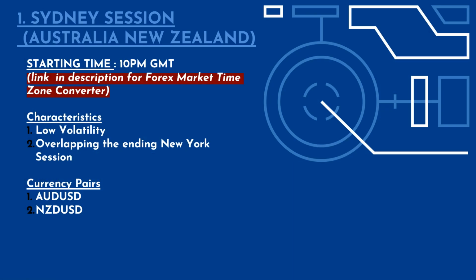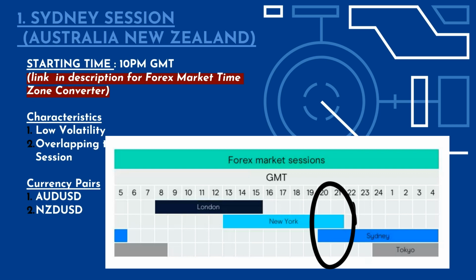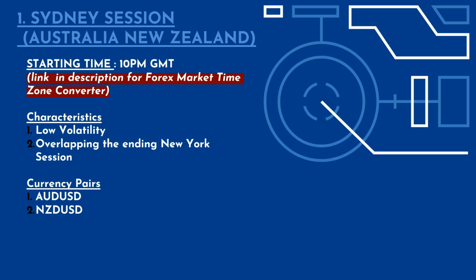So the Sydney session kicks off the trading day. It starts at 10 p.m. GMT, right? And it overlaps the ending of the New York session. Most people didn't know this, but it actually overlaps the ending of the New York session, where the volatility of the New York session is ending and the volatility of the Sydney session is beginning, right? So this session is actually low in volatility, as not many currency pairs are active, or many stock exchanges. It's only, I think, the Sydney Stock Exchange or somewhere there that is actually open, right?